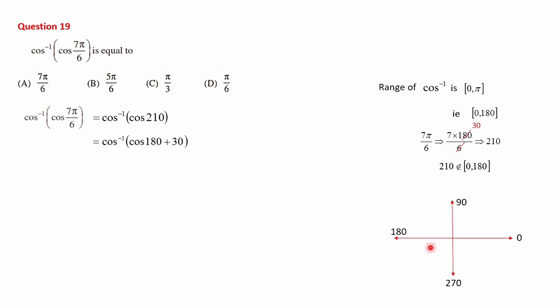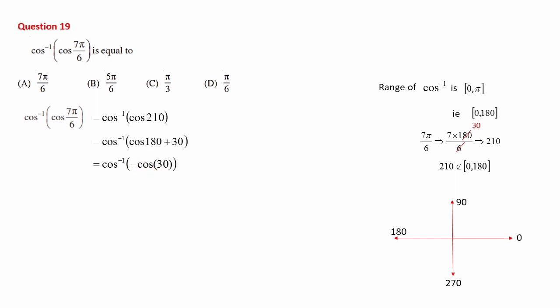210 is clearly in the third quadrant. In the third quadrant, here tan and cot are positive. In the first quadrant all trigonometric ratios are positive, in the second quadrant sin and cosec, and in the fourth quadrant cos and sec are positive. But here our cos is in the third quadrant, means it is negative. So we will be getting the answer as cos inverse of minus cos 30. Cos inverse of minus cos 30.